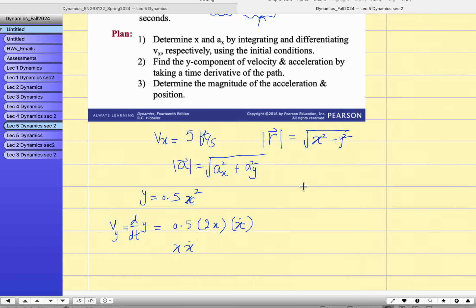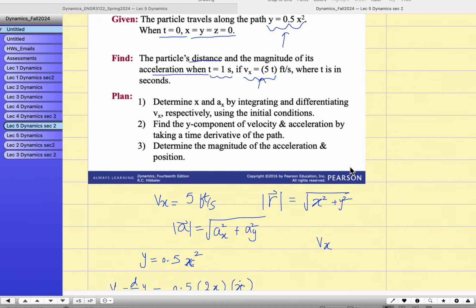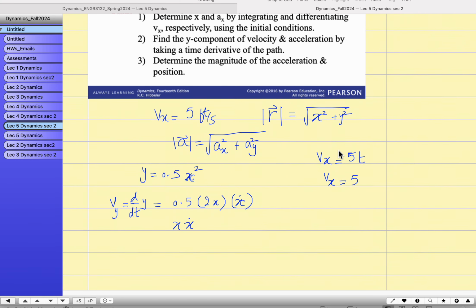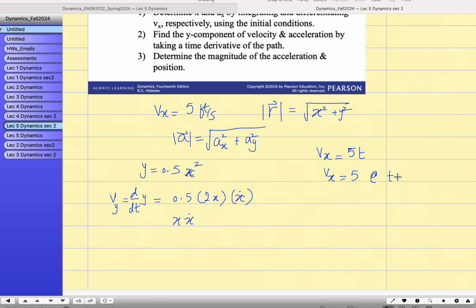Let's do one more thing from here, from Vx. Vx is equal to 5 times t. So we know that Vx at time t equals 1 second is 5. We know x dot is equal to 5, but we do not know what the x position is. But we can find it out. If we go from velocity and integrate it, you get the position. So let's do this integration.